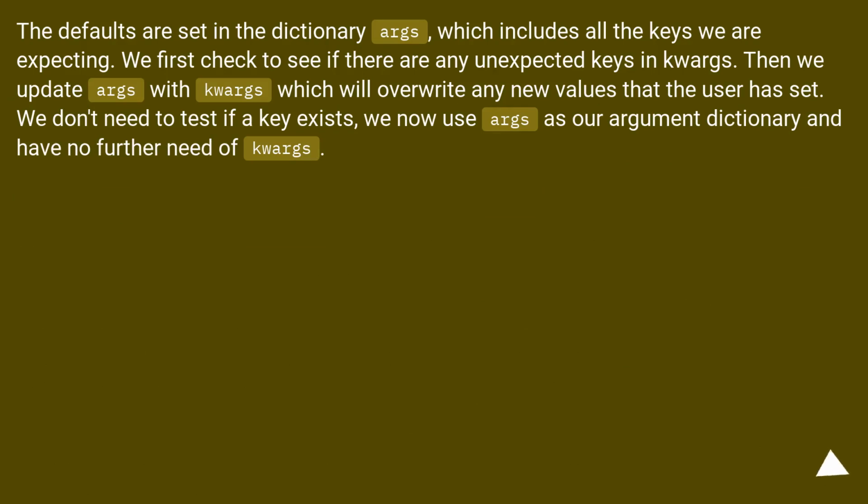The defaults are set in the dictionary args, which includes all the keys we are expecting. We first check to see if there are any unexpected keys in kwargs. Then we update args with kwargs, which will overwrite any new values that the user has set. We don't need to test if a key exists. We now use args as our argument dictionary and have no further need of kwargs.